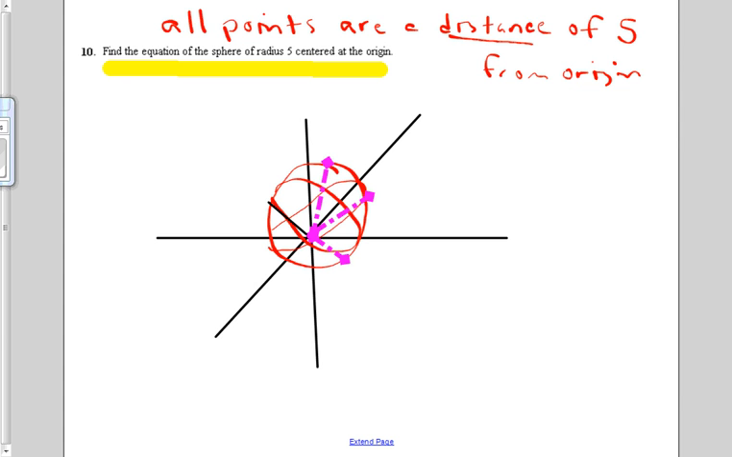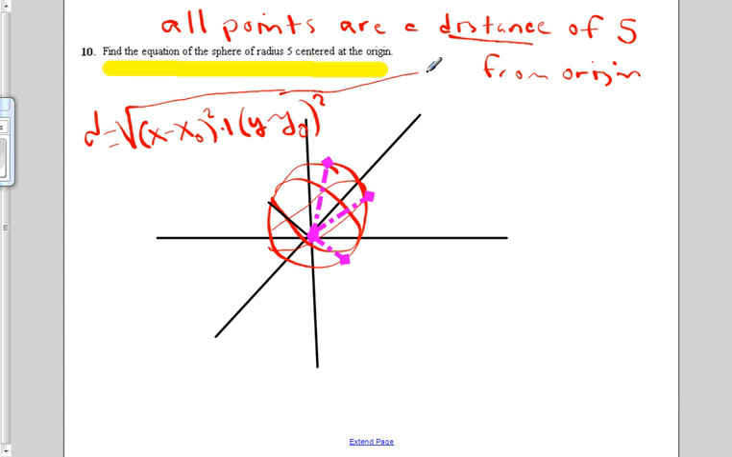Well, we defined our distance equation earlier. Just as a review, distance equals the square root of x minus x naught squared plus y minus y naught squared plus z minus z naught squared. But since we're talking about from the origin, x naught, y naught, and z naught are all 0. Our point that we're measuring from is the origin, 0, 0, 0.